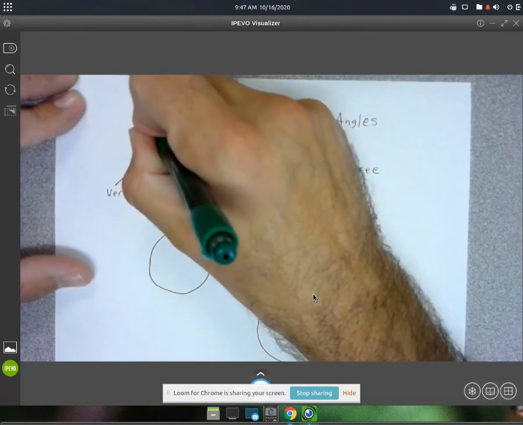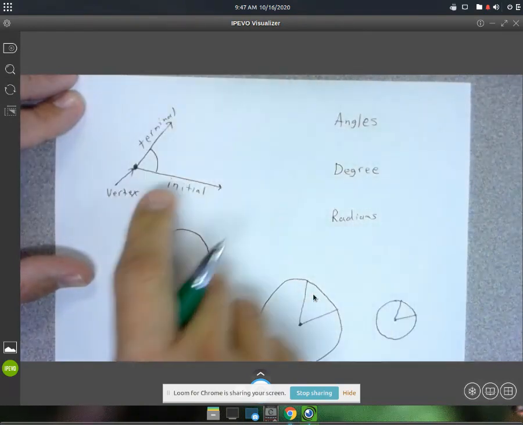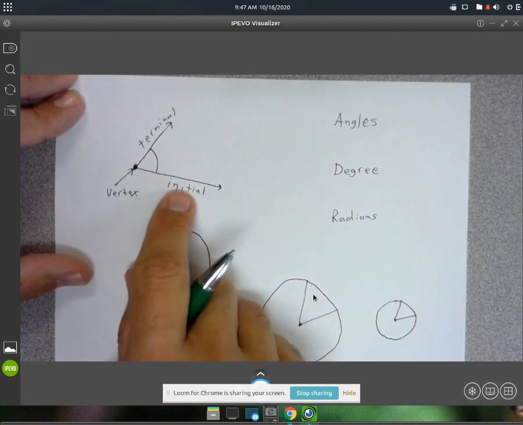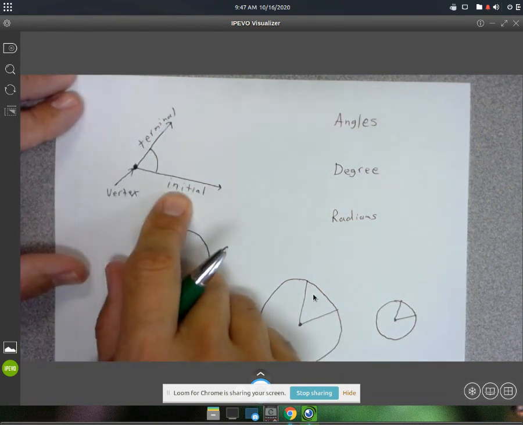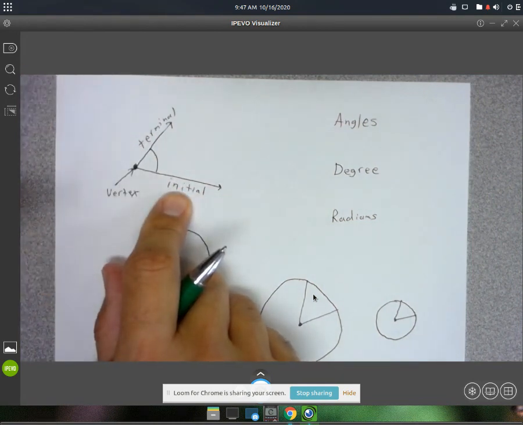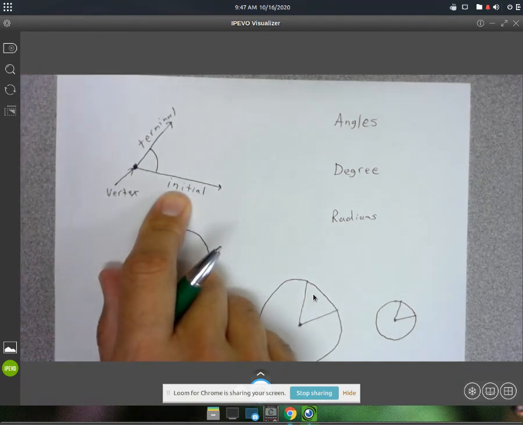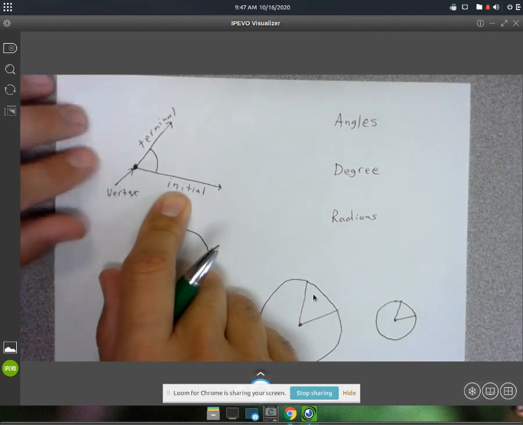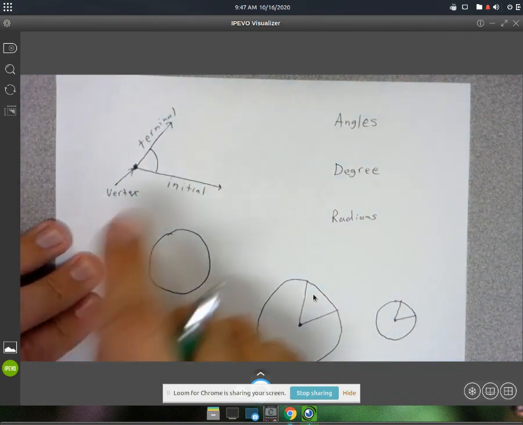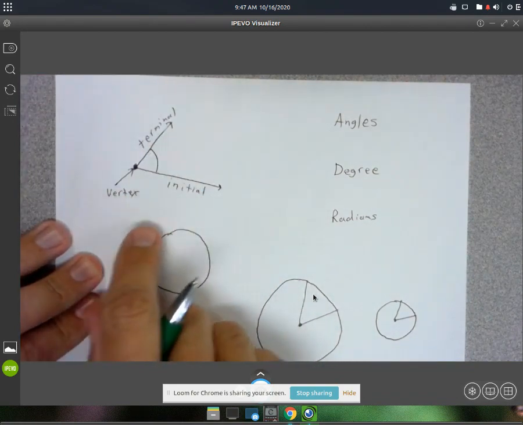Right now it's kind of arbitrary. Either one of these could be considered the initial or terminal side. I haven't really given you the rules for which is which by convention. But they always have three parts: initial side, terminal side, and a vertex.